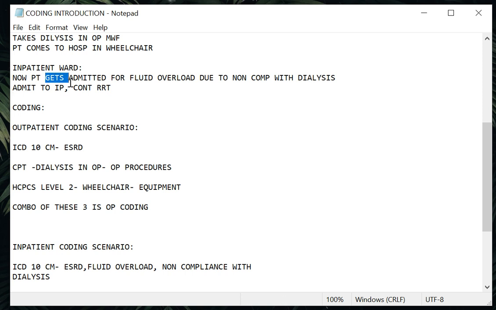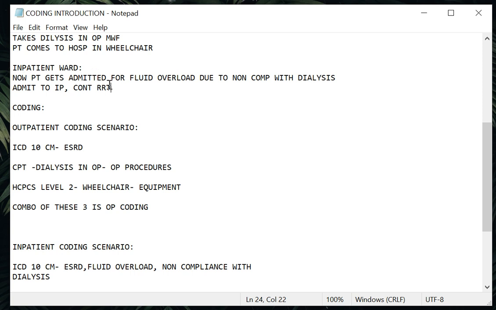Now the patient gets admitted for fluid overload due to non-compliance with dialysis. Okay, admit to IP, continue RRT. RRT is nothing but renal replacement therapy. Renal replacement therapy means it could be hemodialysis, peritoneal dialysis, or hemofiltration. Any type of procedure which is going to purify our blood and separate the urine, so it doesn't stay inside our body, is called renal replacement therapy.